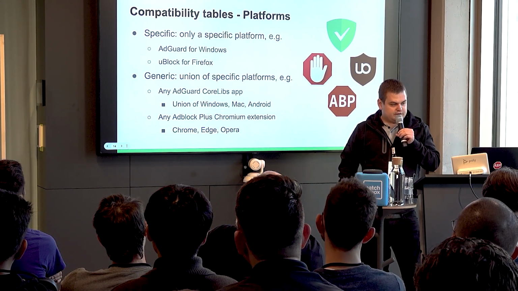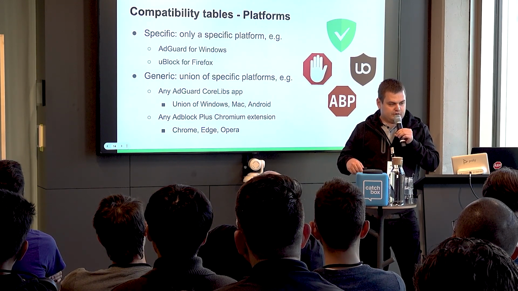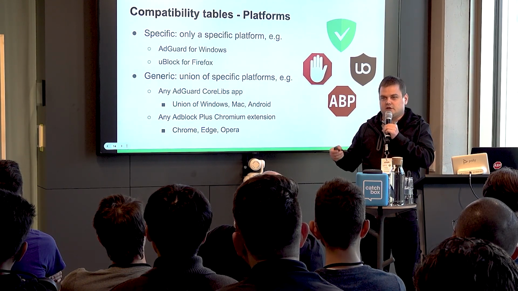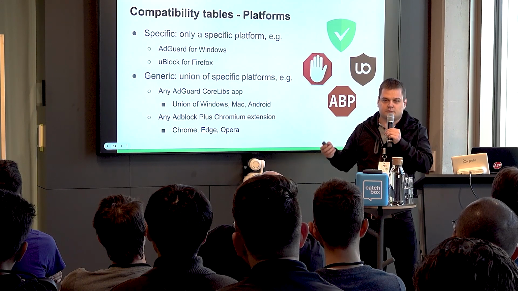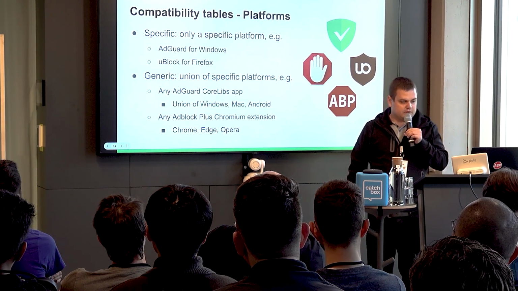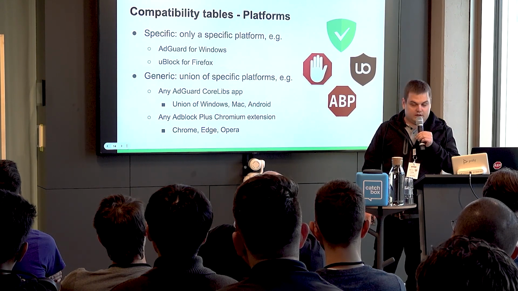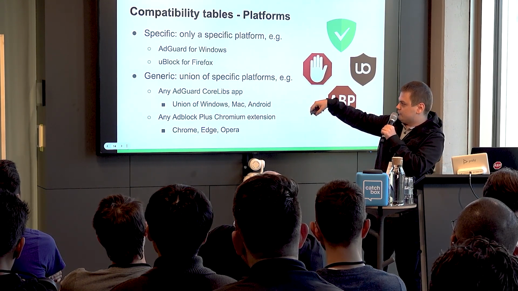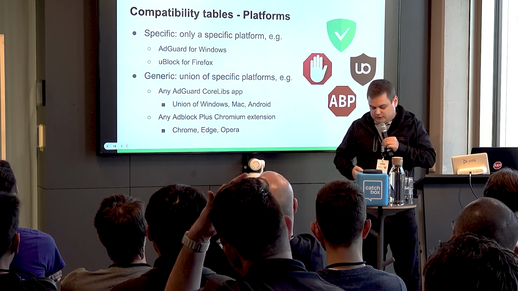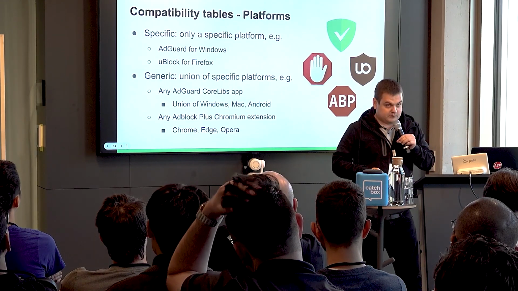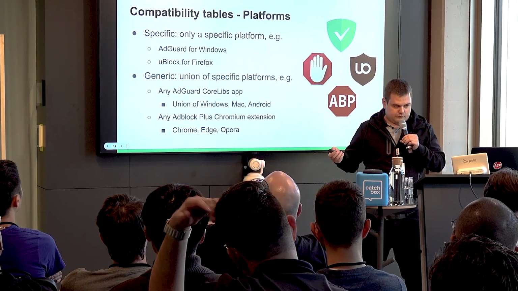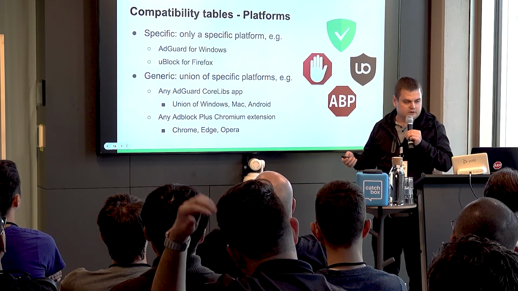So a more general category is, for example, if I want to talk about just any AdGuard browser extension, or any AdGuard product, including content blockers or OS-wide tools. It's the general platform, which is basically a union of specific ones. And it's used in the compatibility table. Basically, it's based on the specific platforms that you can generalize.